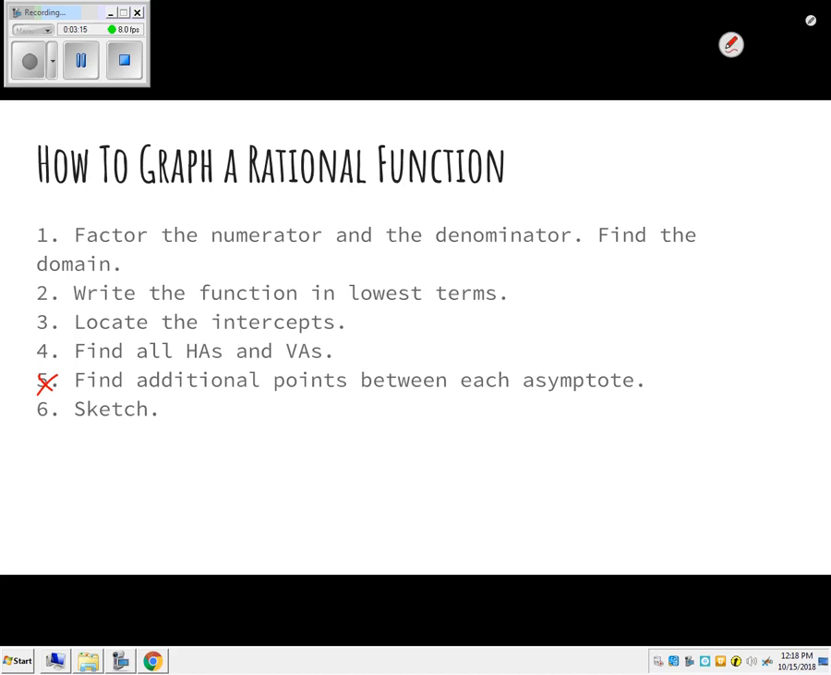Okay, locate the intercepts. Remember, the intercepts are going to come from the numerator, while the vertical asymptotes are going to come from the denominator. That's the whole point of doing step 1. Do step 5 if you need to. I'm going to try to teach around that, but I think we're going to be ready for a sketch based off what we have done so far this unit with graphing.